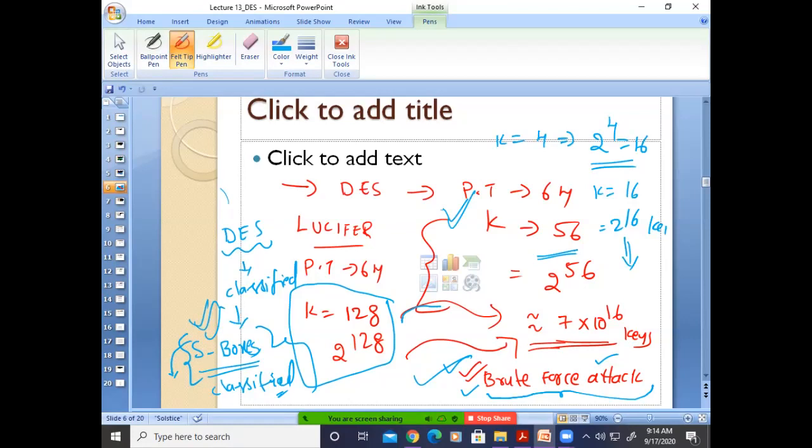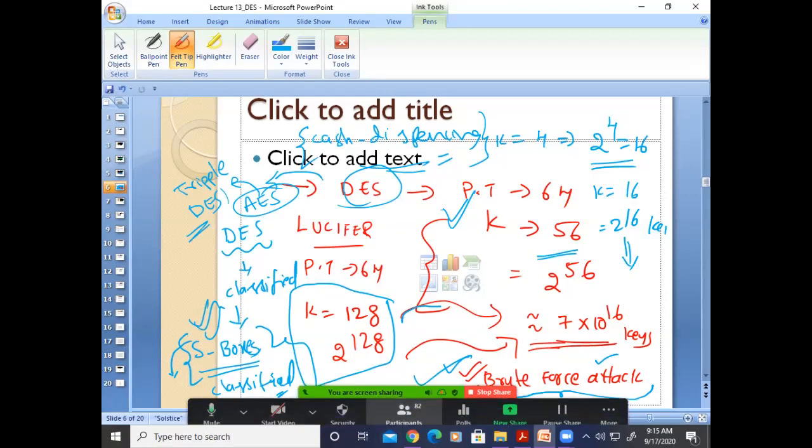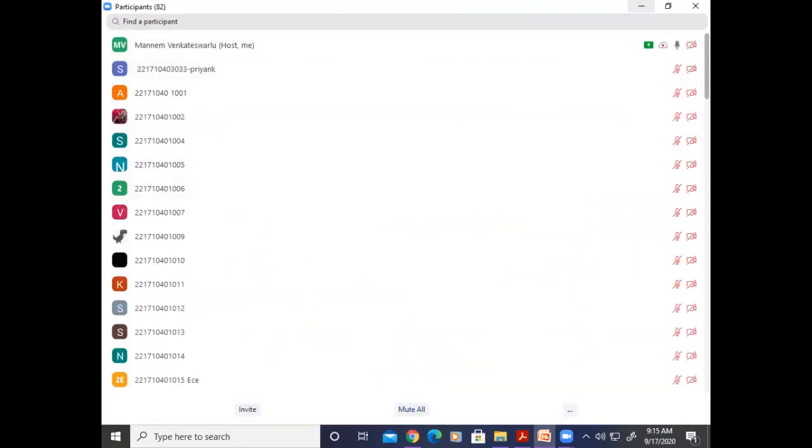But still the DES algorithm was used. Initially it was used for cash dispensing systems. Later, all the classified information was encrypted using the DES algorithm. After that there came advanced versions of DES: advanced encryption standard, then triple DES. We are going to discuss those also. I hope the history is clear, how it evolved.